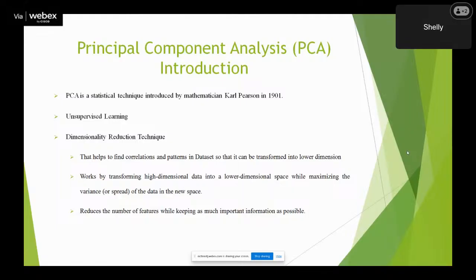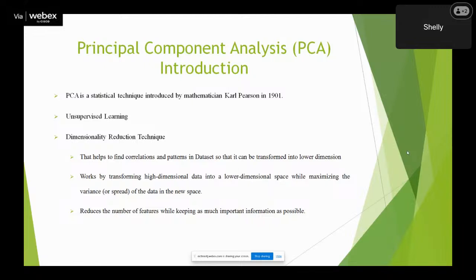Basically, if I see the definition from the book, it says that it's a dimensionality reduction technique. I'll explain each of the terms in detail, but I'll just summarize the definition. It says that it's a dimensionality reduction technique that helps to find the correlations and patterns in the data set so that it can be transformed into a lower dimension.